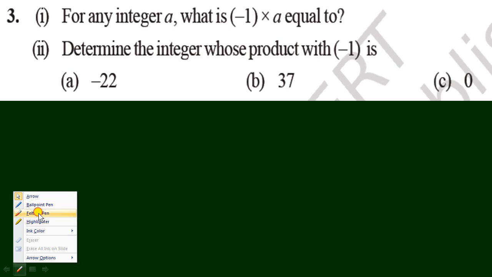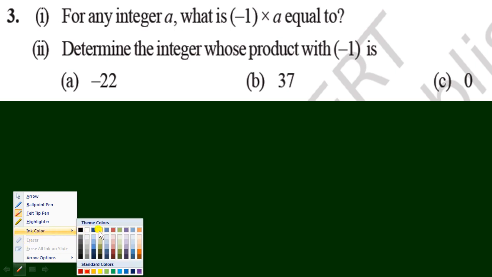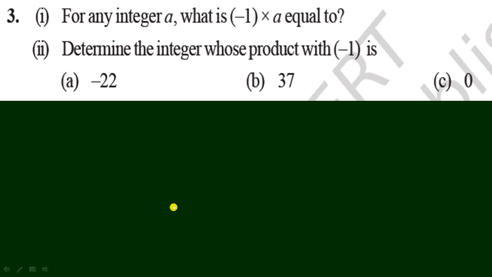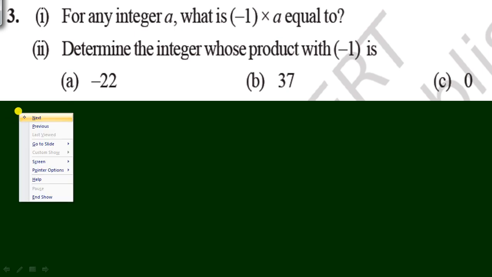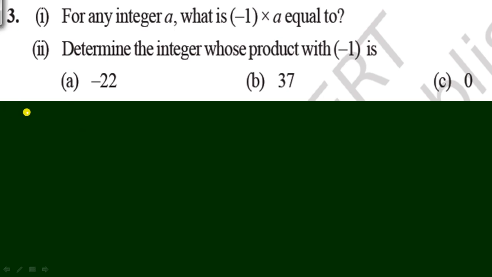Suppose question number 3, I'm solving in this way. We are solving this one, that question number 3.1. What is the question? The question is, for any integer a, what is minus 1 into a equal to? That means you have to find out minus 1 into a. Let us write once again.